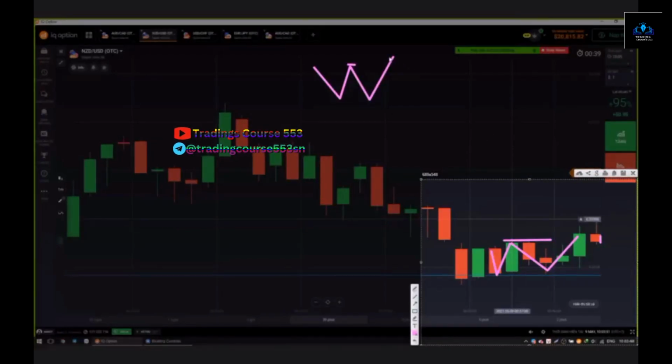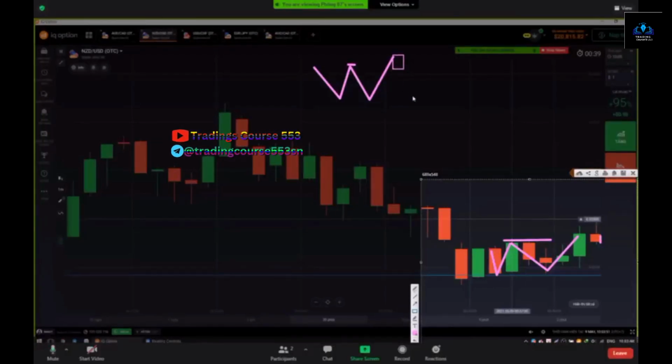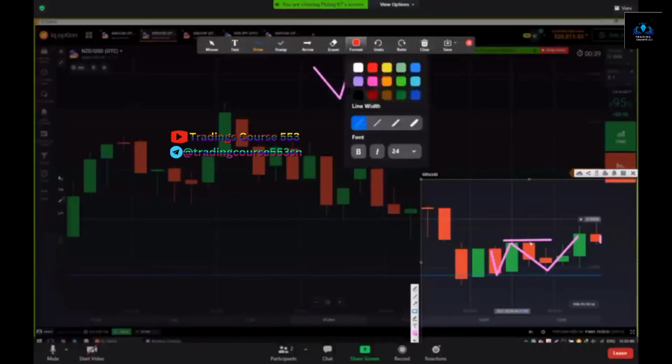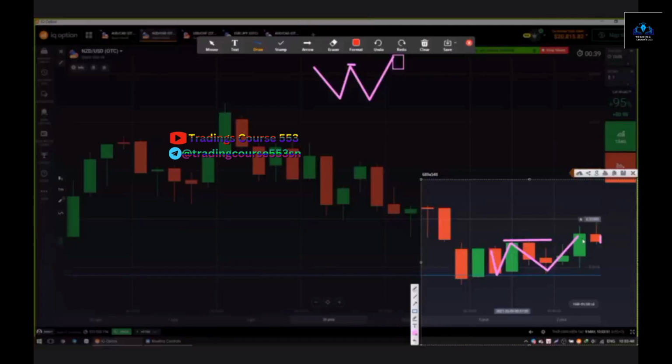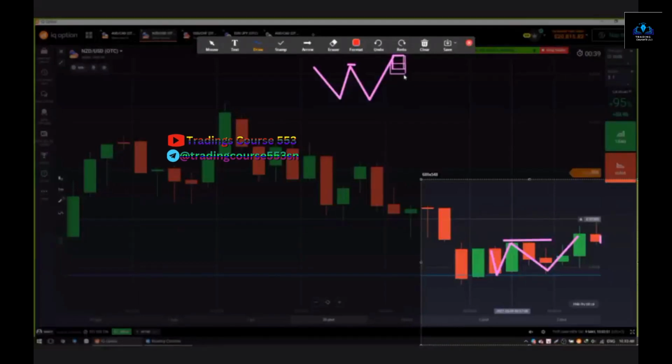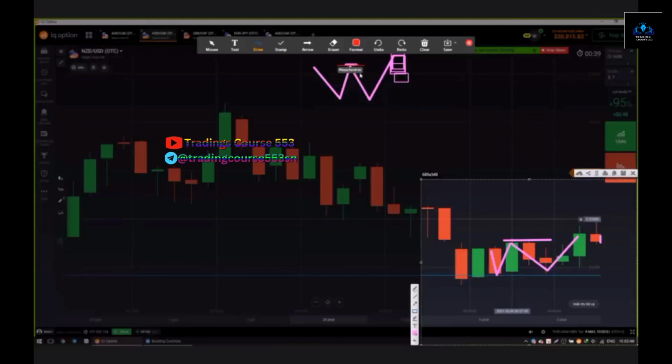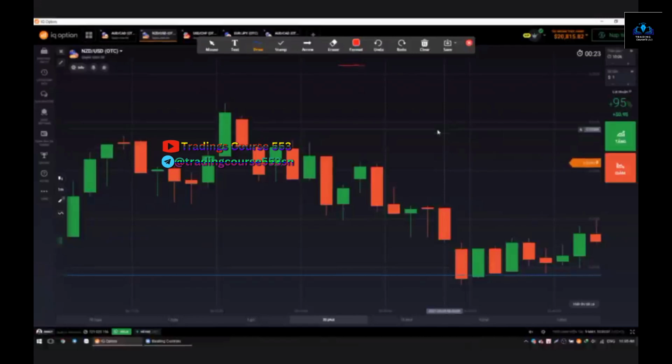So, this strategy today: you have a type M or W pattern, and anything that closes beyond the middle point, you're going to go down. What is the middle point of an M or W? This one here is the middle point. If any candle closes above this one, you have a reason to go down.